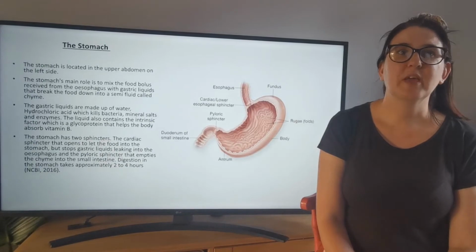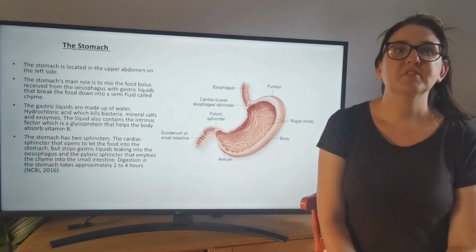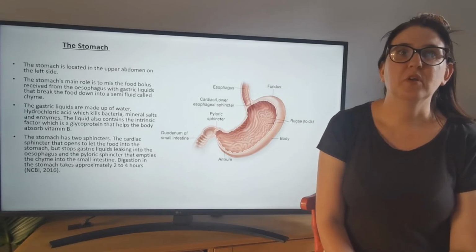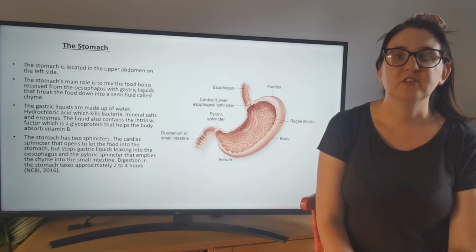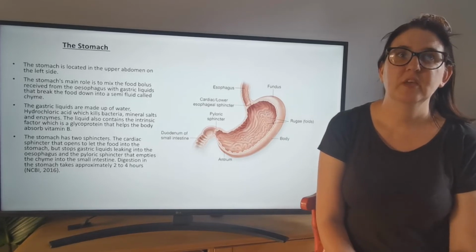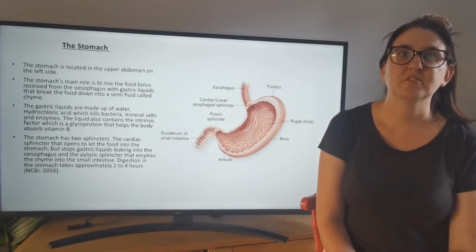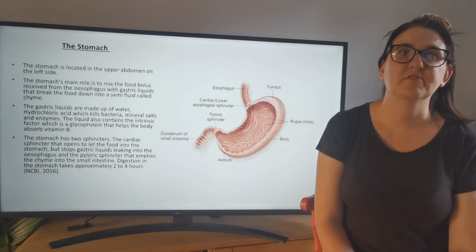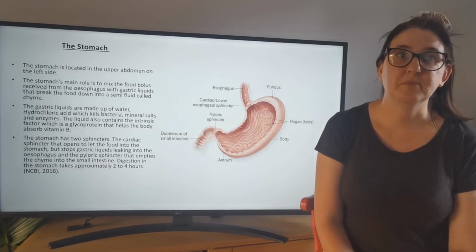The stomach is located in the upper abdomen on the left side. The stomach's main role is to mix the food bolus received from the esophagus with gastric liquids that break down the food into a semi-fluid called chyme. The gastric liquids are made up of water, hydrochloric acid, which kills bacteria, minerals, salts and enzymes. The liquid also contains the intrinsic factor, which is a glycoprotein that helps us absorb vitamin B.